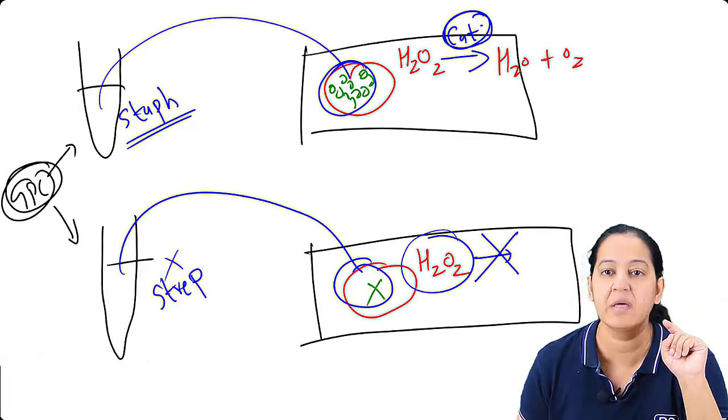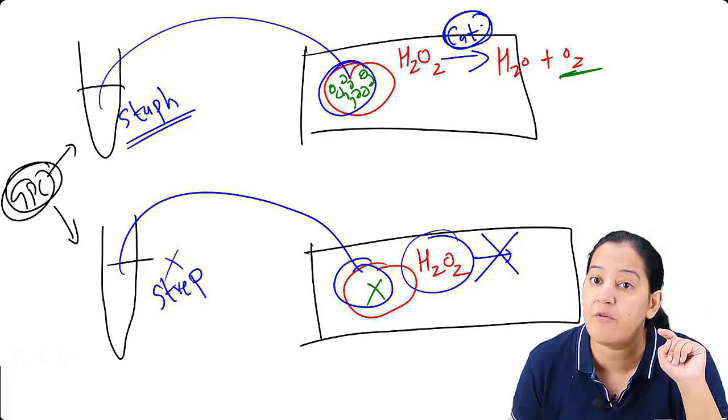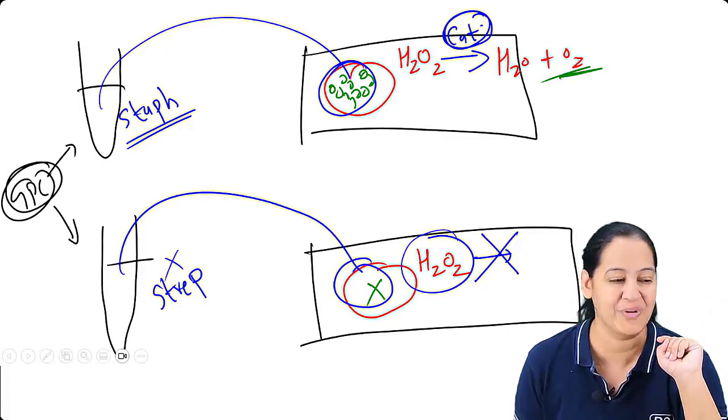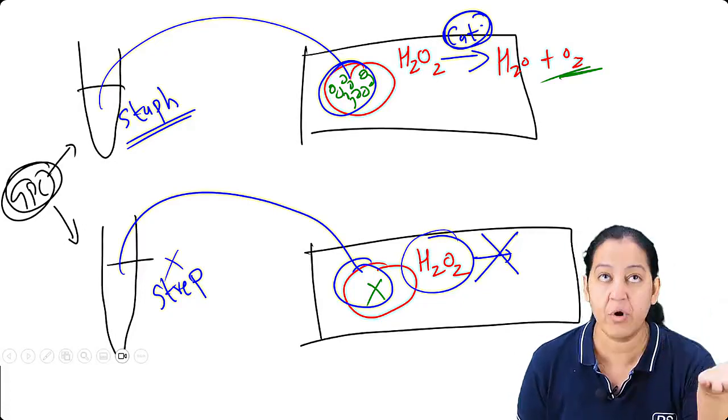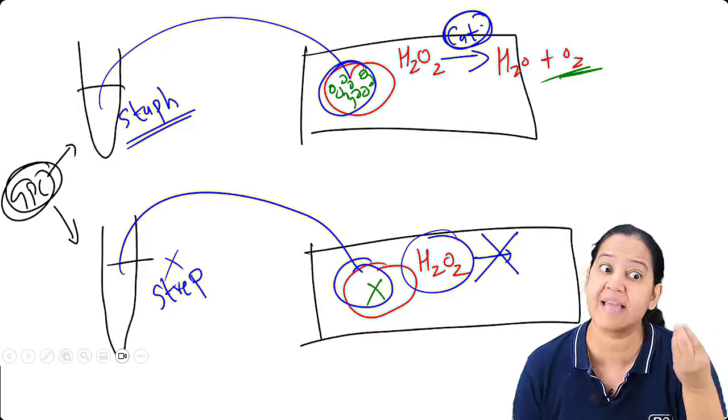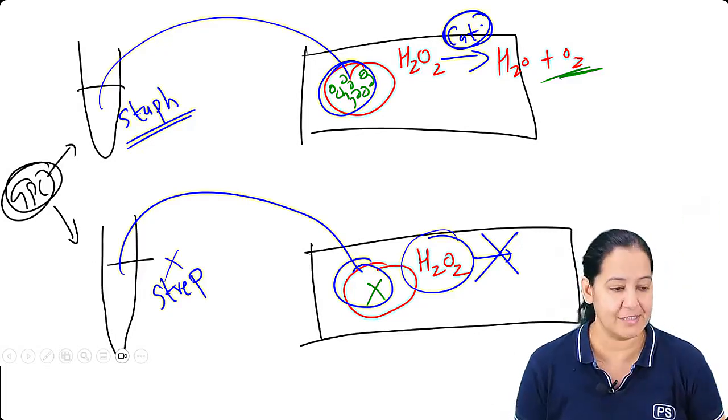Did you understand? These bubbles that come are bubbles of oxygen. What are the bubbles of? Oxygen. And why do they come? Because Staphylococcus has the enzyme catalase. Catalase degrades H2O2. Say yes, people, say yes.